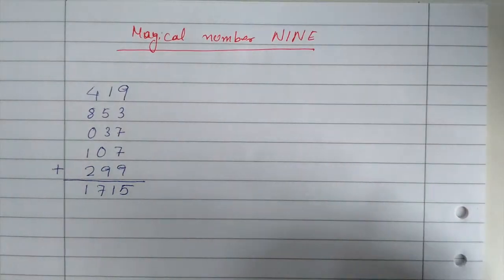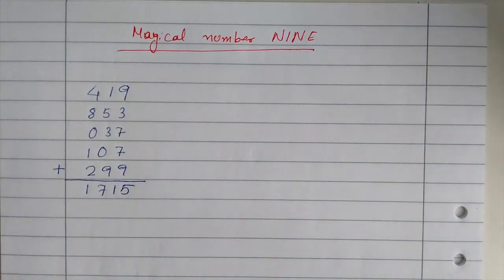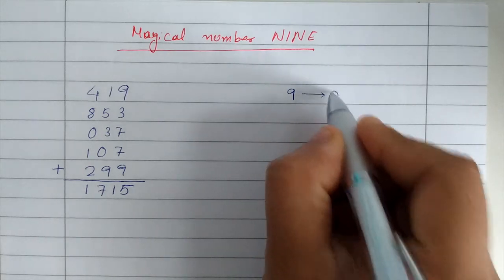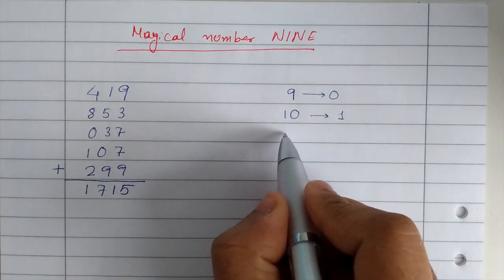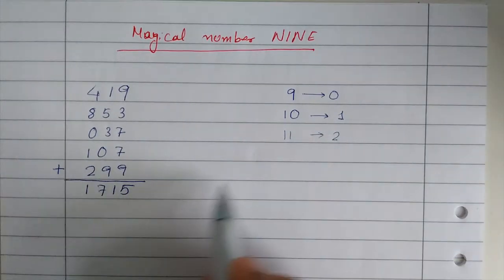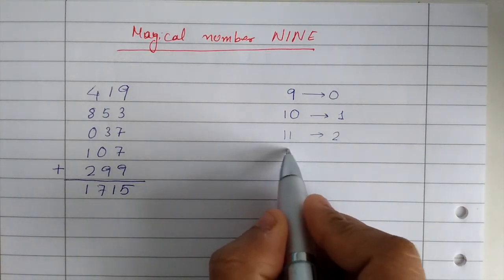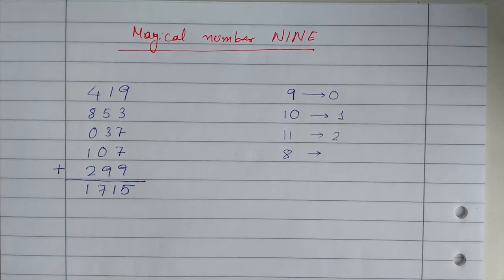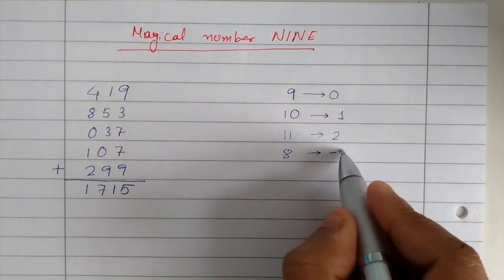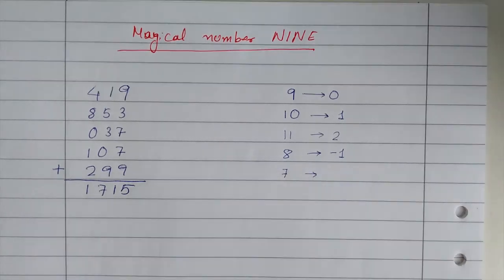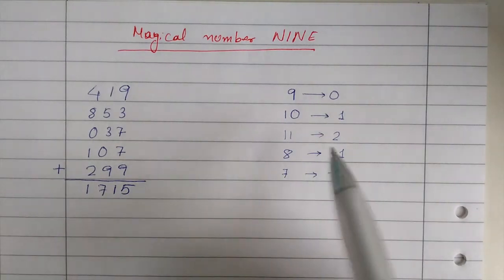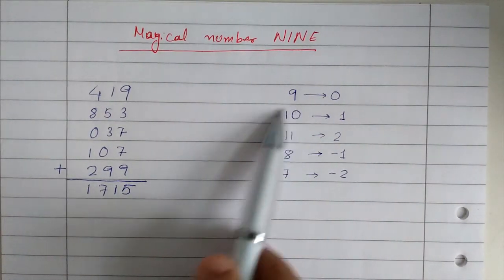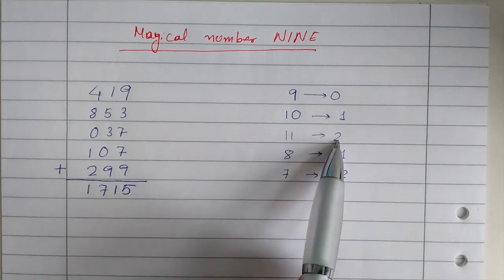What we are going to do is replace all the 9s with 0. If we have the number 9, we will term it as 0. If we have the number 10, we will say it as 1. If we have the number 11, it will become 2. And if we have the number 8, because 8 is 1 less than 9, we will write it as -1. Then 7, because 7 is 2 less than 9, we will write as -2. So this is how the pattern goes. Because 10 is 1 more than 9, for 10 we replace it with 1. For 11 we replace it with 2, because 11 is 2 more than 9.